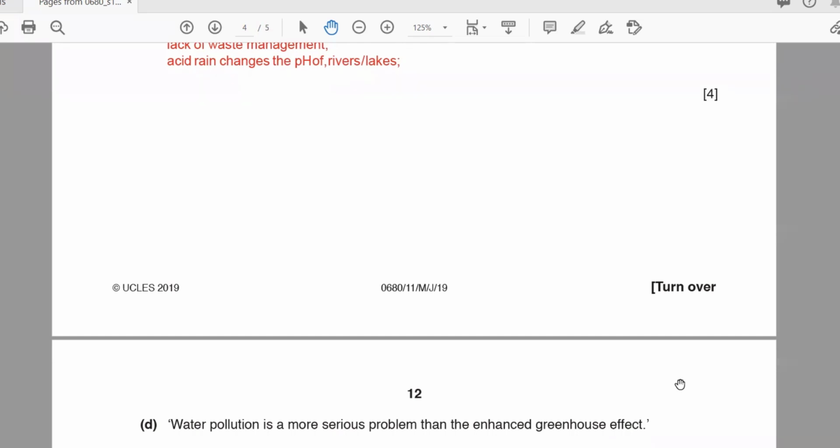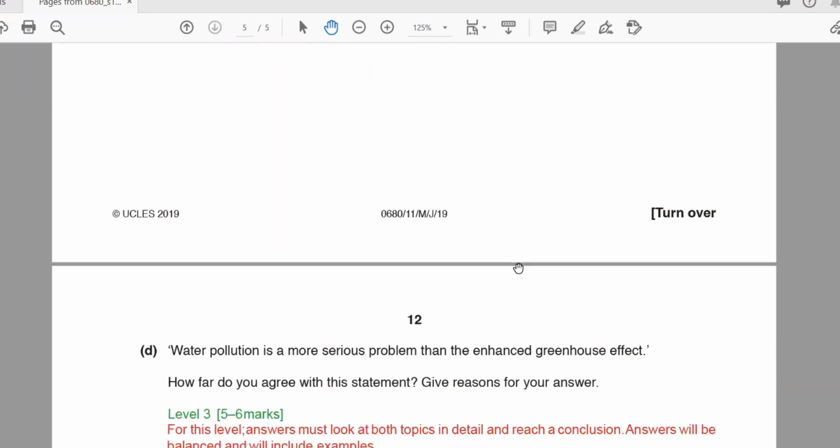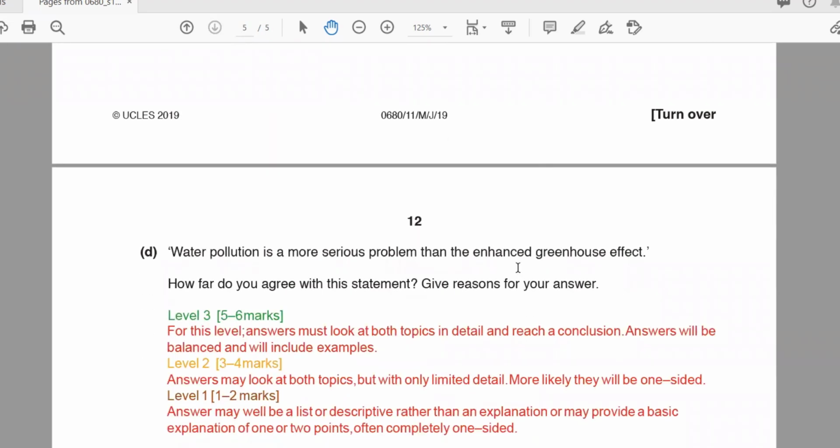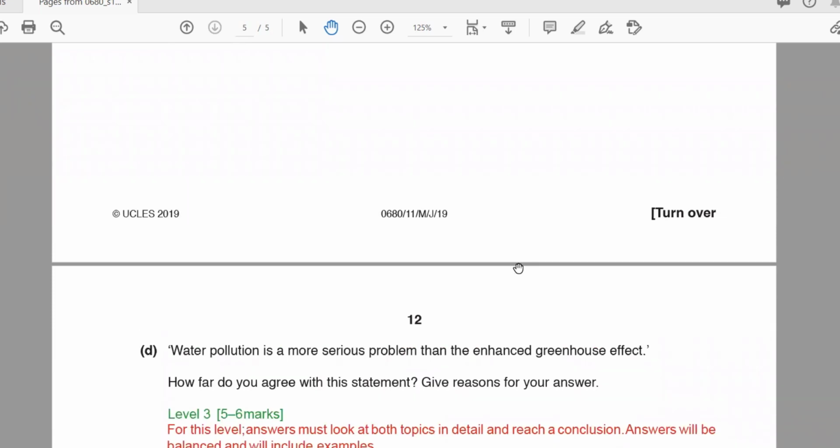Okay, so you have to give the reason for that. As I told you before, whenever the question comes in such a way, there are different levels of the answer. If you are giving a good answer, then you will get the full mark. For example, level 3, level 2, level 1. In level 3, you can get the maximum marks.